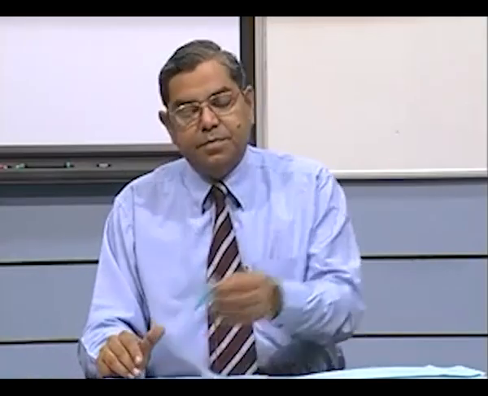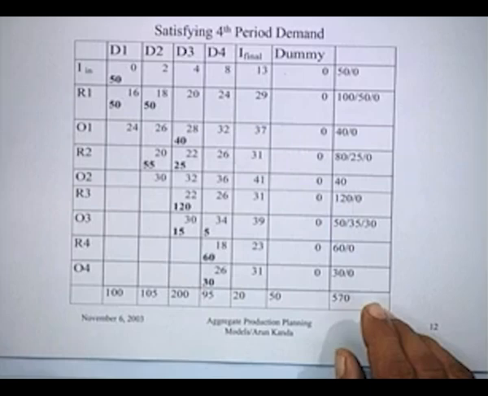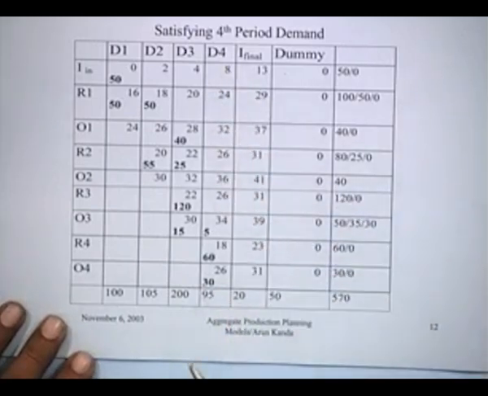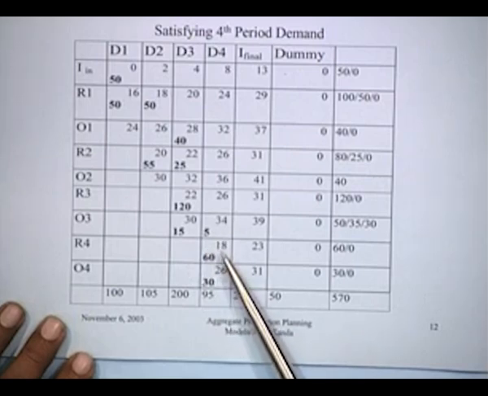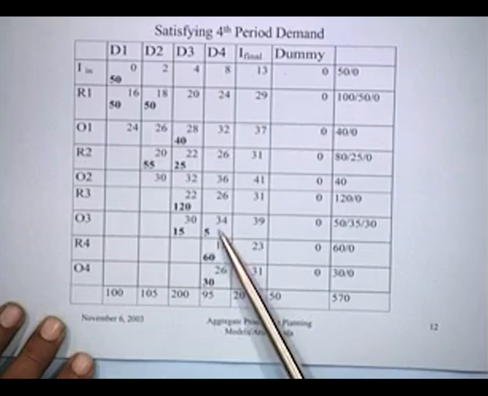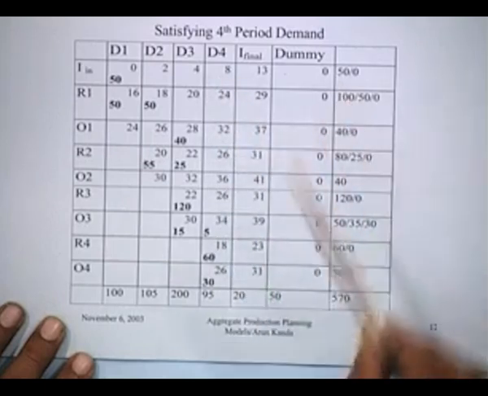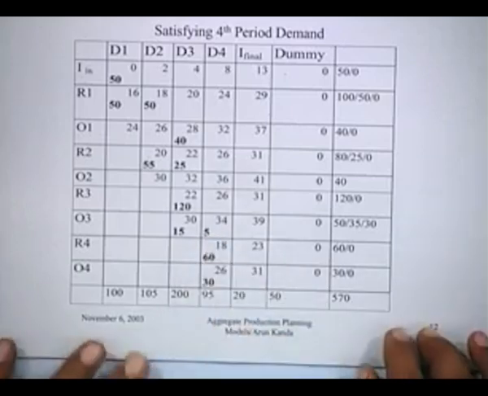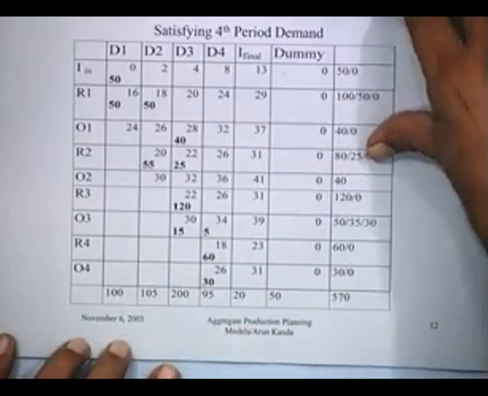Similarly, when you go to the fourth period, you find that you can do the allocations in 3 cells corresponding to cost of 18, 26, 34, because the other lower cost values are not available, and this leads to 95 units in this particular fourth period. So we have allocations of 5, 60 and 30 in the fourth period.